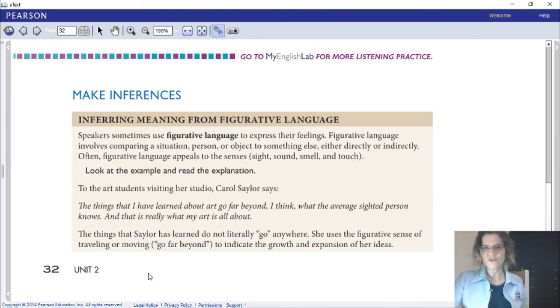So if you take that literally, then you think that her art must have traveled the world and her pieces of art must be everywhere, but that's not the point. What it means is that the underlying meaning, the growth and expansion, her ideas, and the meaning that she puts into her art is huge. Goes much further than what somebody who can see can just see. So you can't just see it, you have to feel it. Okay, so that is figurative language. You cannot translate that literally, you have to go a little bit deeper.